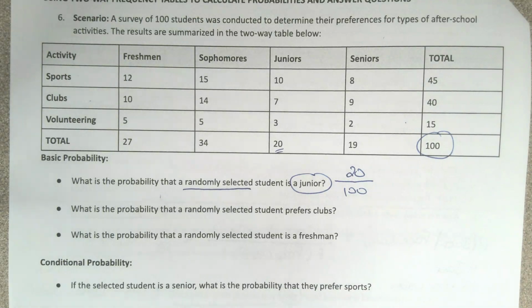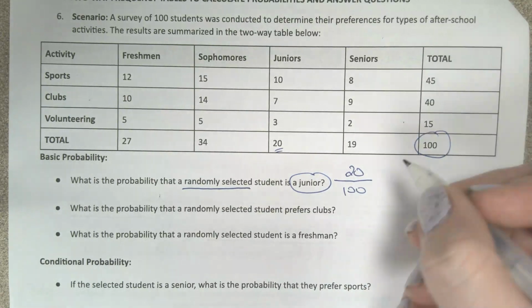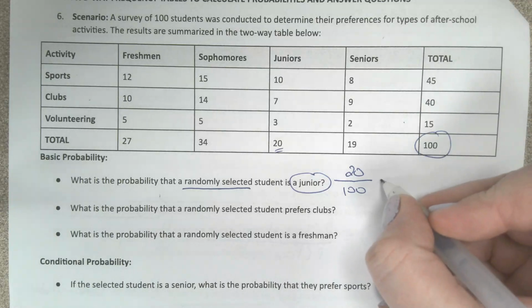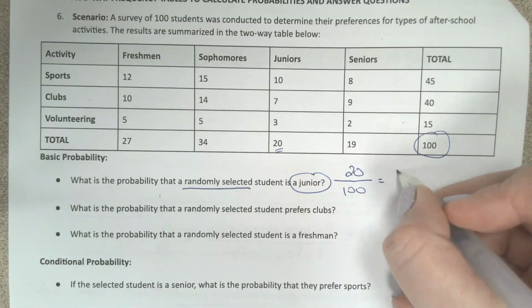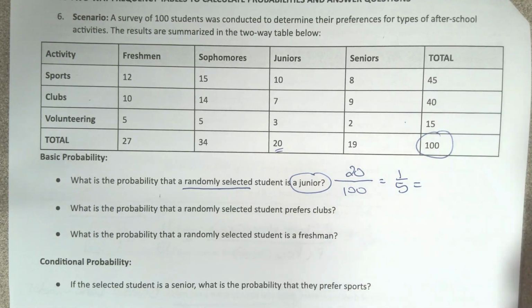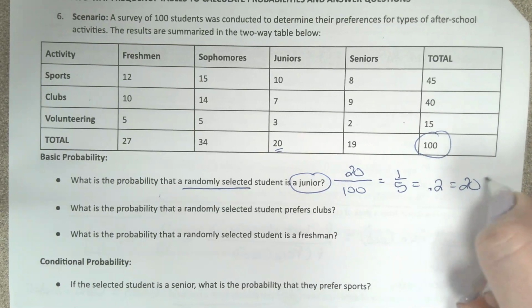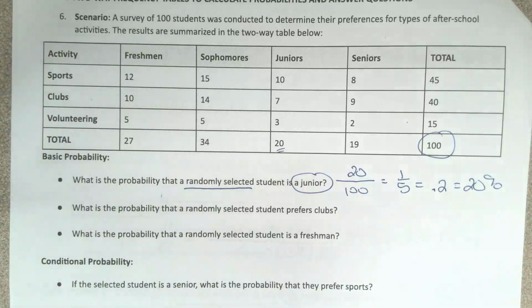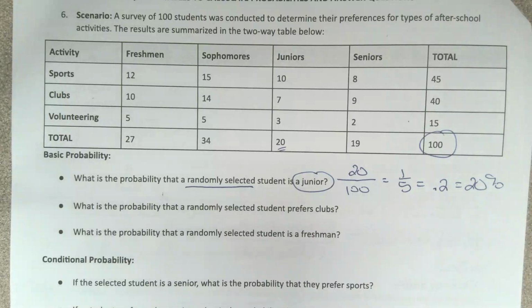20 out of 100. Sometimes it'll want the answer as a fraction. Sometimes it'll want it as a fully reduced fraction. Sometimes it'll want a decimal. And sometimes it'll want a percent. So we've converted fractions to decimals to percents many times, so you should be able to accomplish that.